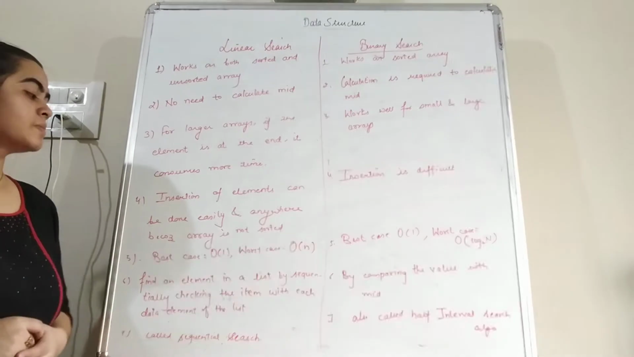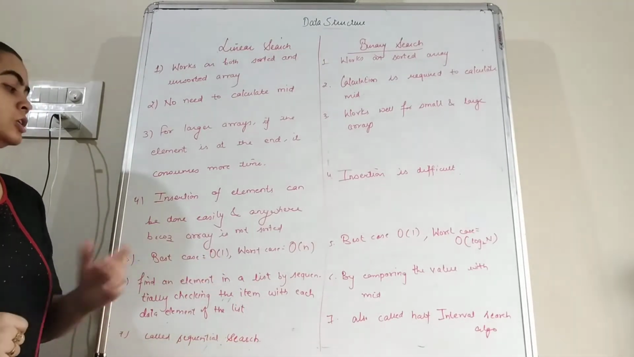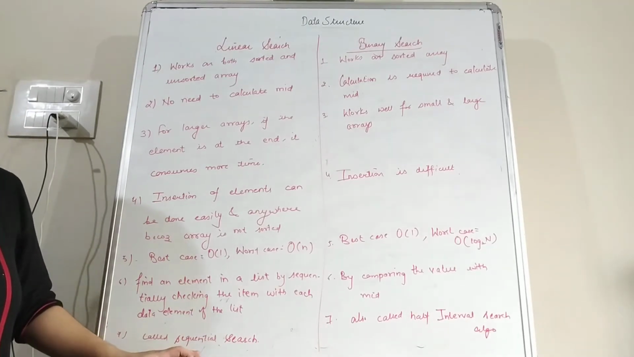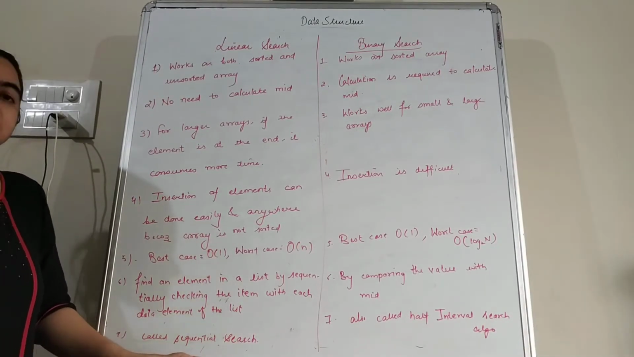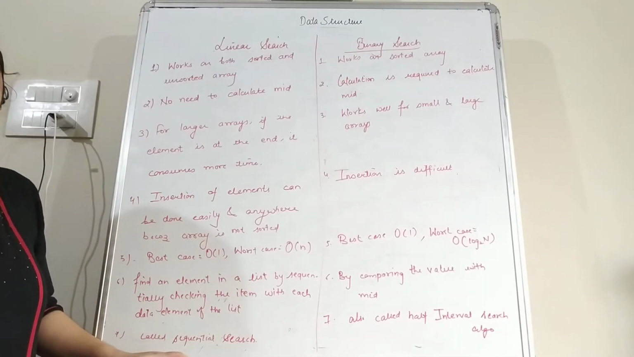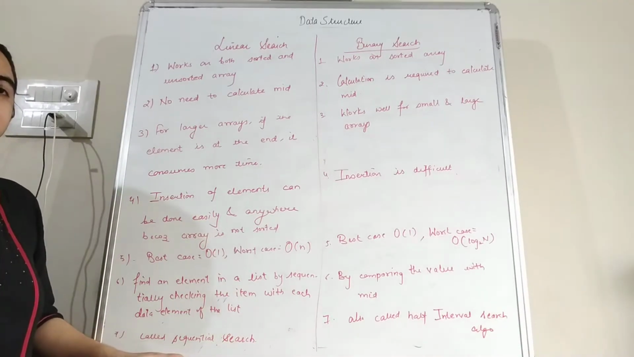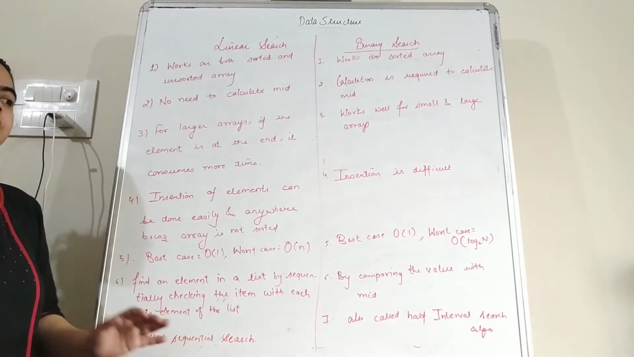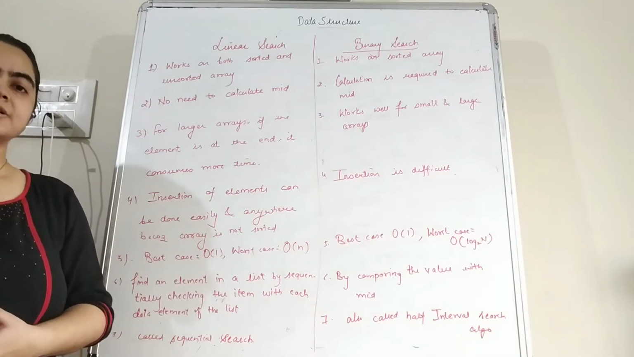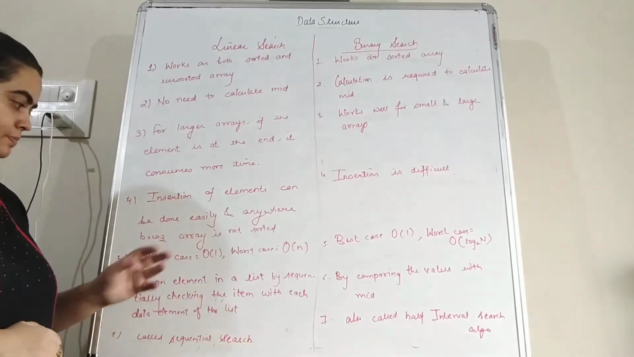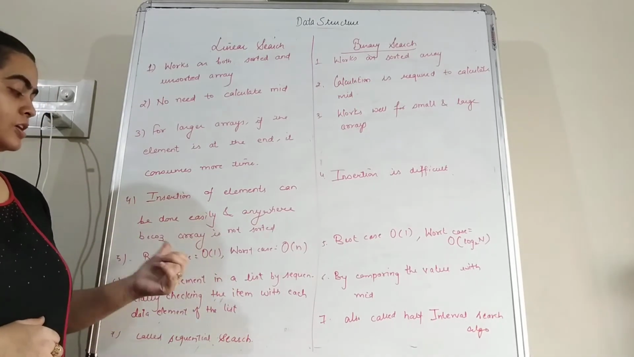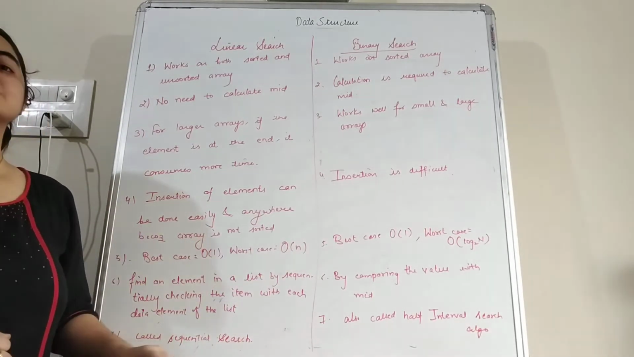Next is the best case, which is big O of 1. Why is the best case big O of 1? Suppose the item which we are going to search is at the first location. So the first time we compare the data element with the data elements present in the list, a match is found, and it will return the location. So best case is when the item is present at the first location of the array. That is why it is big O of 1, because only one comparison is there in the best case.